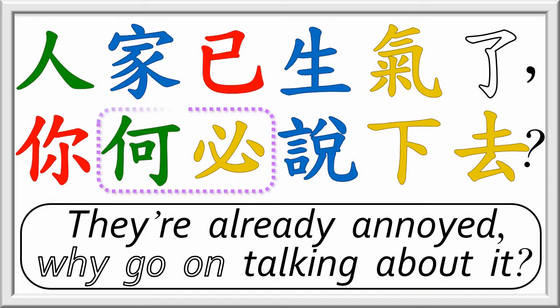说下去 means to keep talking, go on talking. 人家已生气了，你何必说下去? They're already annoyed. Why do you want to keep pressing the matter? Notice the use of 人家, a convenient phrase to mean people in general, people other than you, and sometimes refers directly to me, the speaker.